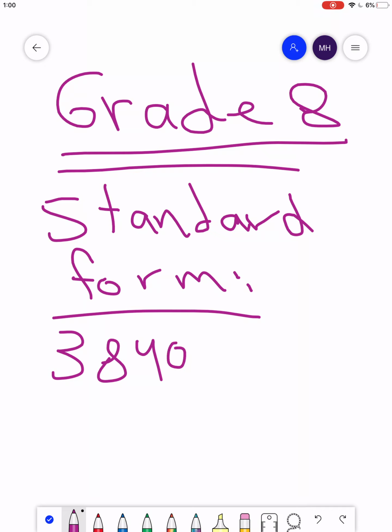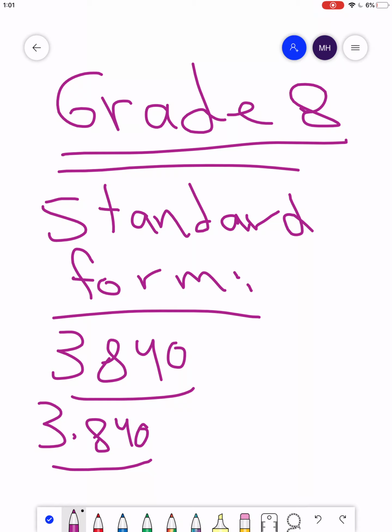3840. First of all, we write the number as a number between 1 and 10. So it becomes 3.840. As you can see, I wrote the number as a number between 1 and 10. So I leave one digit to the left.